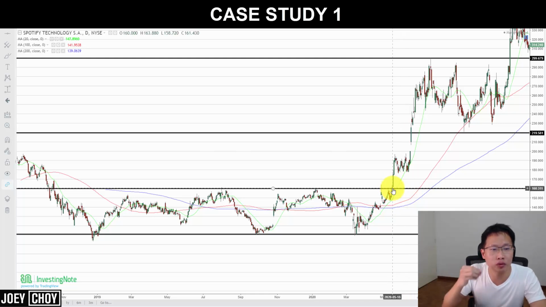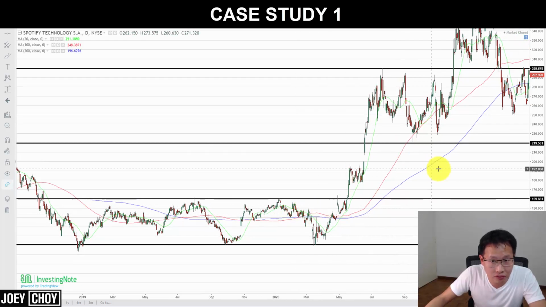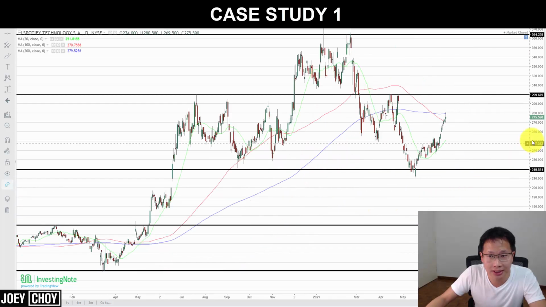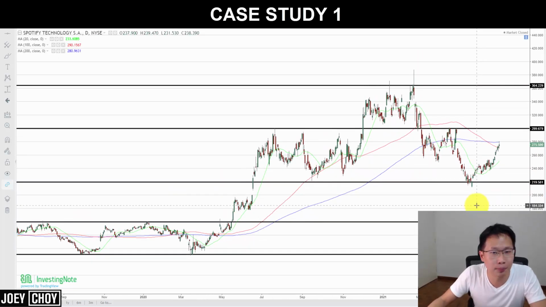So same thing, guys. We want to give a bit more emphasis on the psychological level when it's a whole number: 160, 200, 300. These are pretty much whole psychological levels, and you can see when we broke this, of course, there were some signs of the uptrend happening, and the rally really started, all the way up. It started to consolidate, and this is where we are right now. So this is how we draw support and resistance.